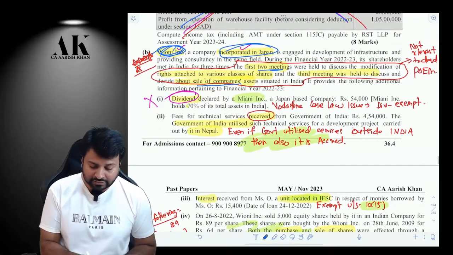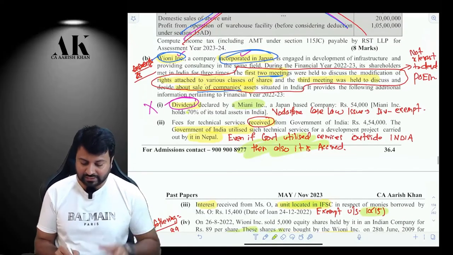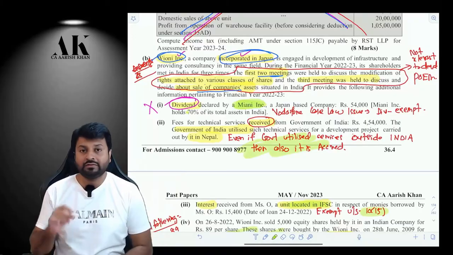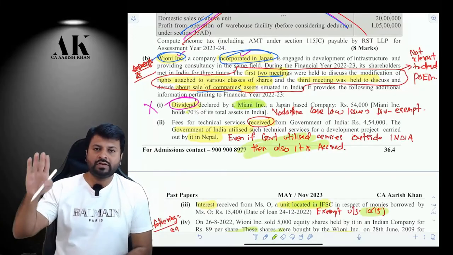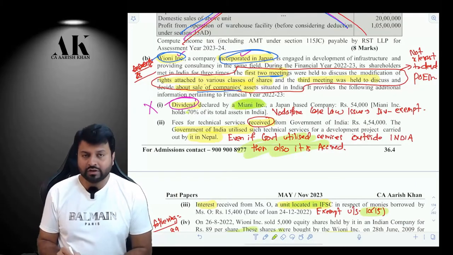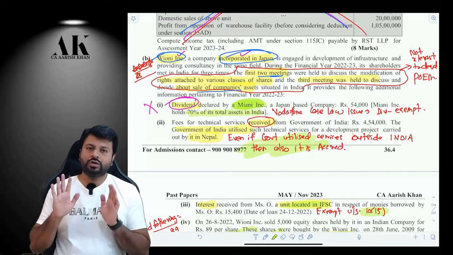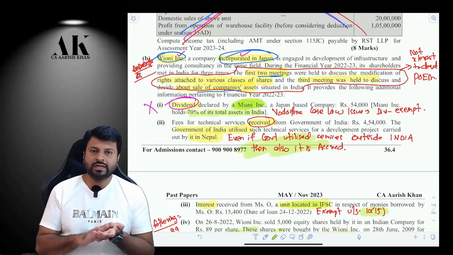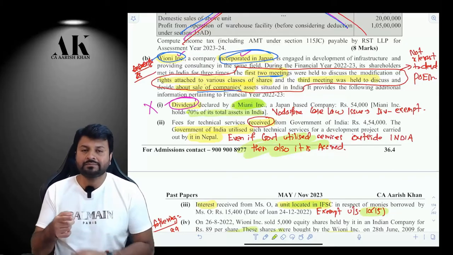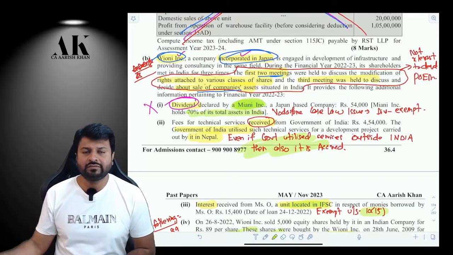Now, this is a foreign company, Vioni Inc. This Vioni Inc. is earning some dividend from another foreign company. So, one foreign company is giving dividend to another foreign company, and the second foreign company which is giving the dividend is having 70% of its total assets in India. Therefore, the shares of Miami Inc. derive their value substantially from the asset located in India.